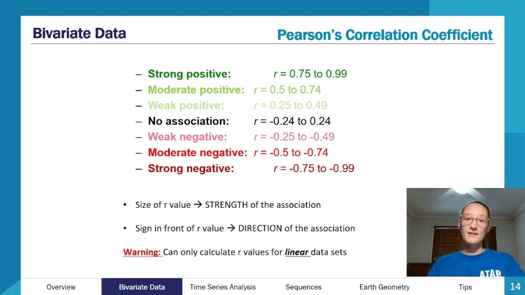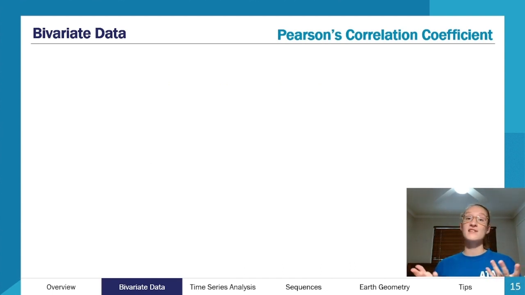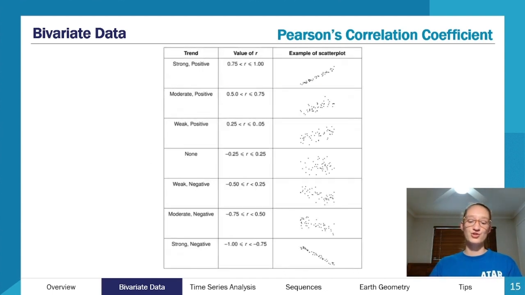And again, just to further flag that warning, we can only calculate R values for linear data sets. If it's a non-linear data set, for example a parabola or an exponential curve, then the R value isn't helpful, because Pearson's correlation coefficients are only for linear data, which is why it's important to do a residual plot if you're unsure.